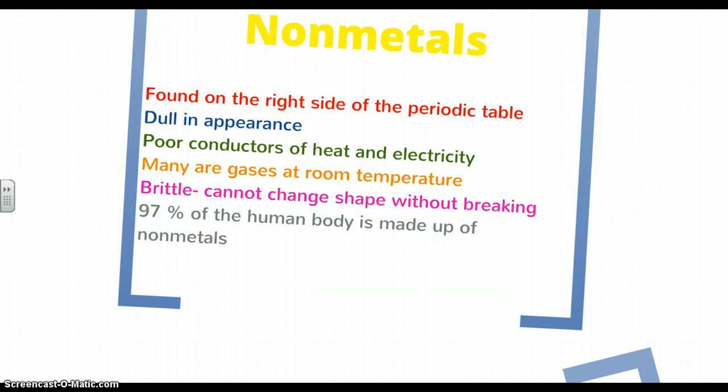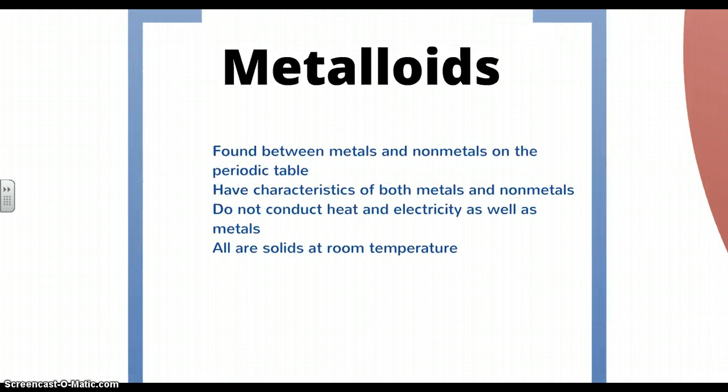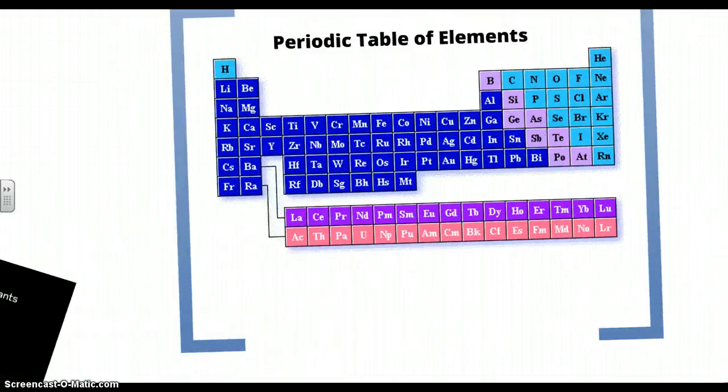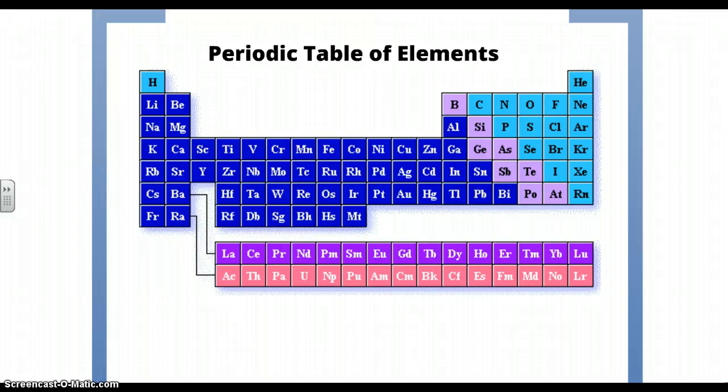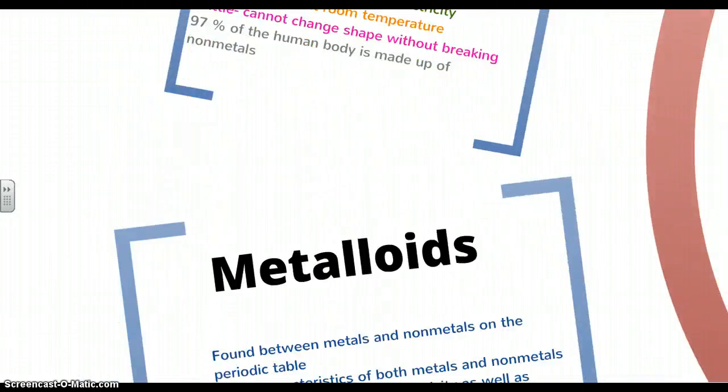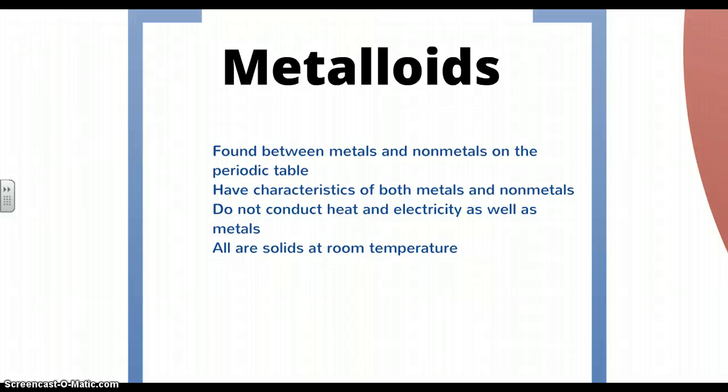So we've got the metals, we've got nonmetals, and then we've got these things that are kind of in between them. They're called metalloids. And the metalloids are sort of like a metal and sort of like a nonmetal. If you look on the periodic table, that's that kind of grayish group down there between the two blues. You've got the B for boron and the Si for silicon. They're found between the metals and nonmetals on the periodic table. They have characteristics of both metals and nonmetals.